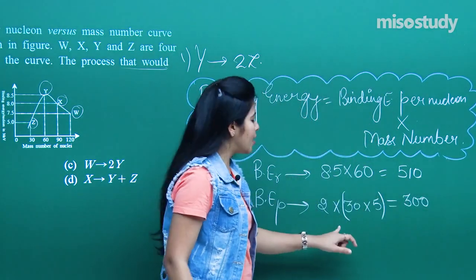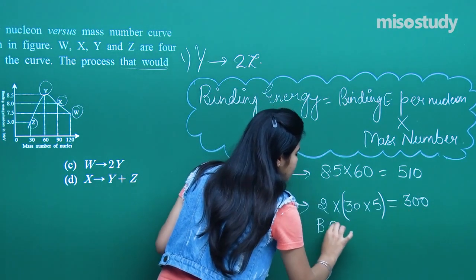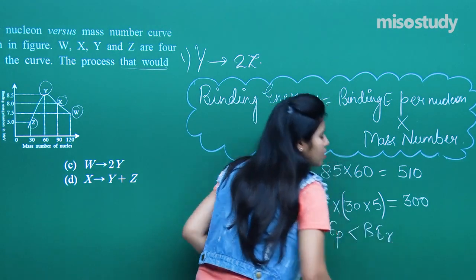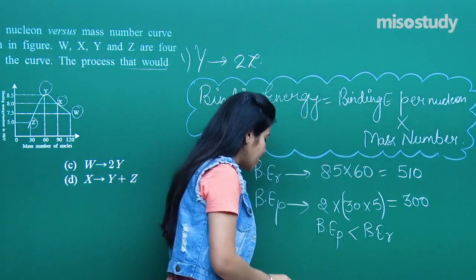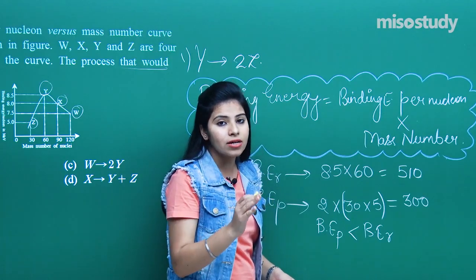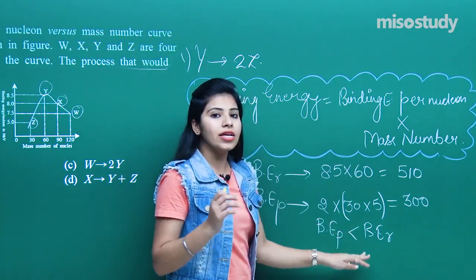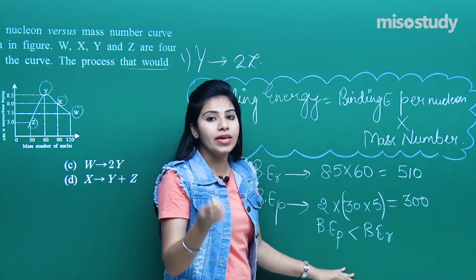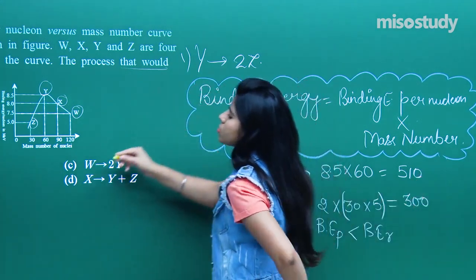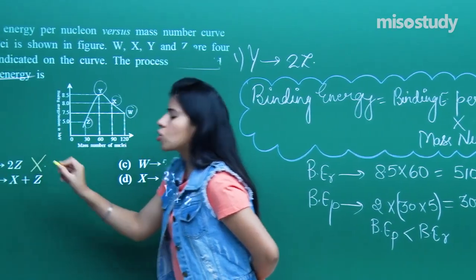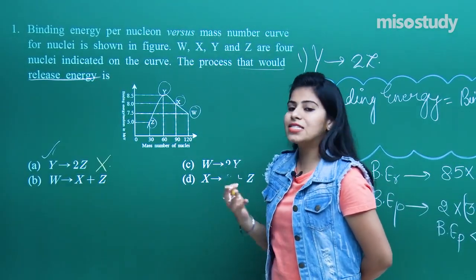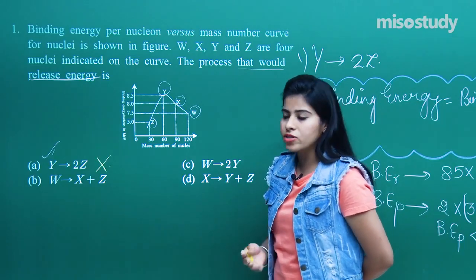Now you will see here the binding energy of products is less than the binding energy of reactant. So that means it cannot be the correct answer, because we know that the correct answer will be that in which the binding energy of product will be higher than the binding energy of reactant. So let me just cross it out. This is the wrong option. Now let us just check out which will be the correct option then.